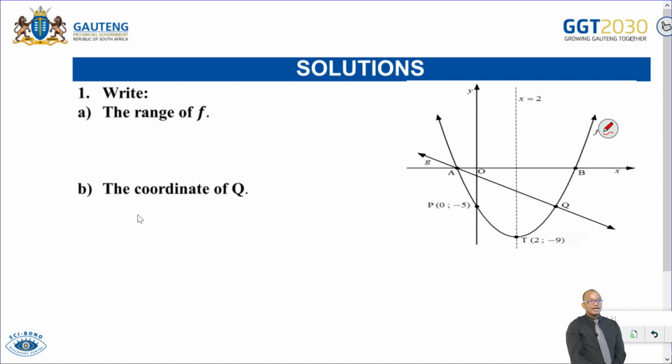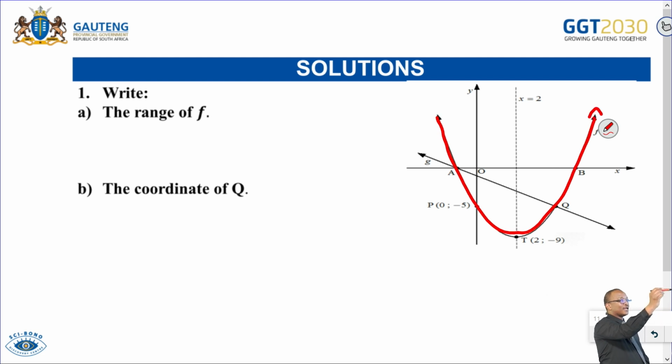Okay, now we must write down the range of f. We have the graph of f, correct? That is the graph of f. And we said when we're talking about the range, we're looking at the y values.